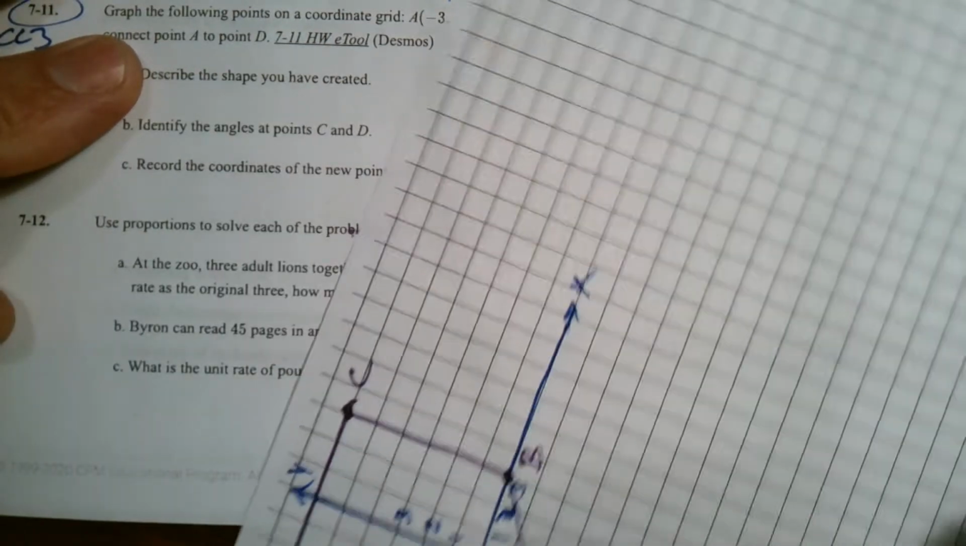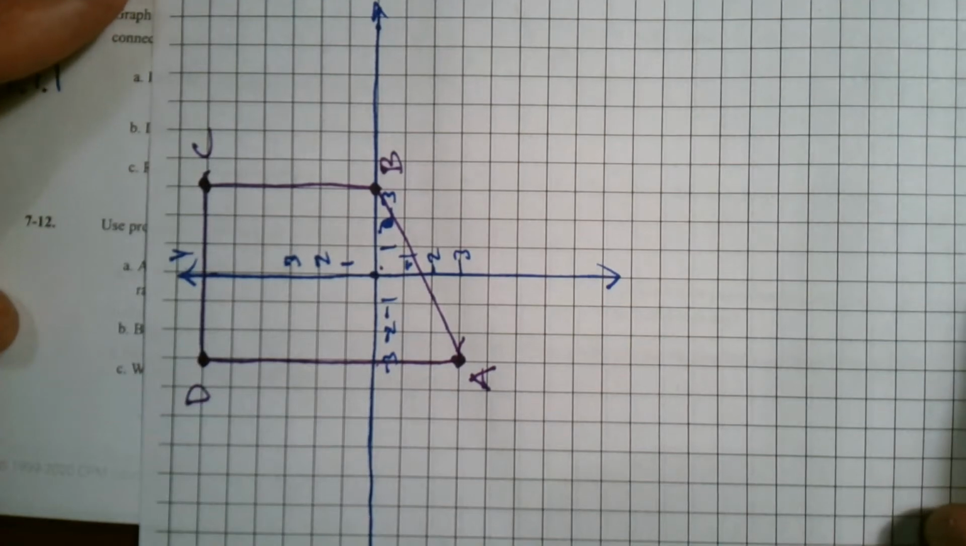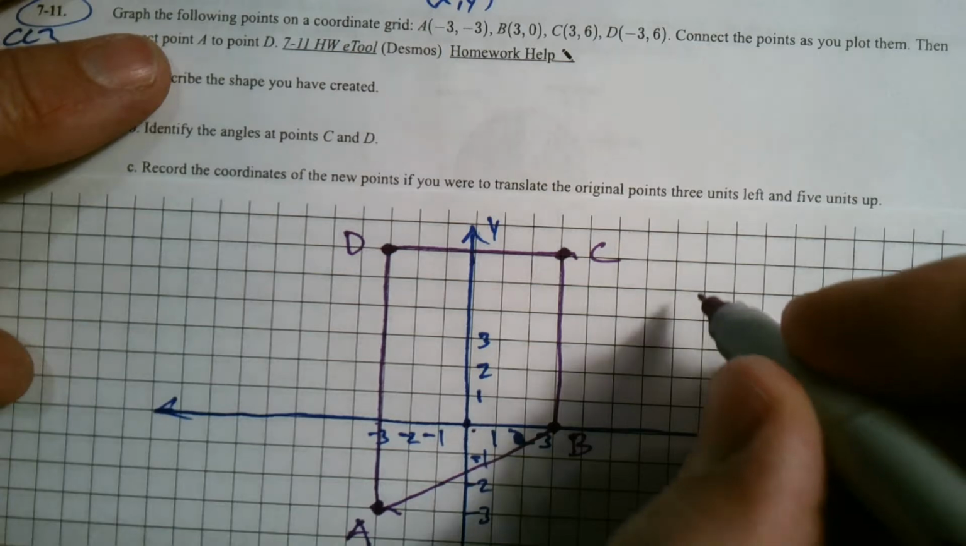You can maybe even see it better if I turn the paper. Now do you see that is a trapezoid? So it's a trapezoid that's kind of tilted on its side. So for part A, it says describe the shape you created. This would be a trapezoid.